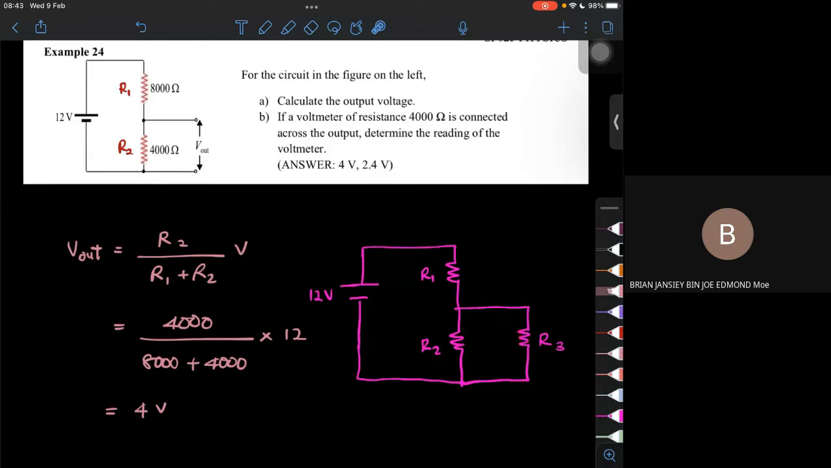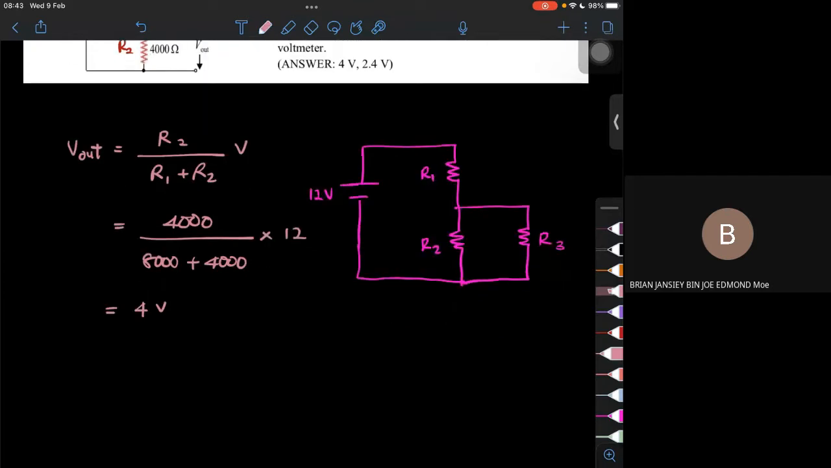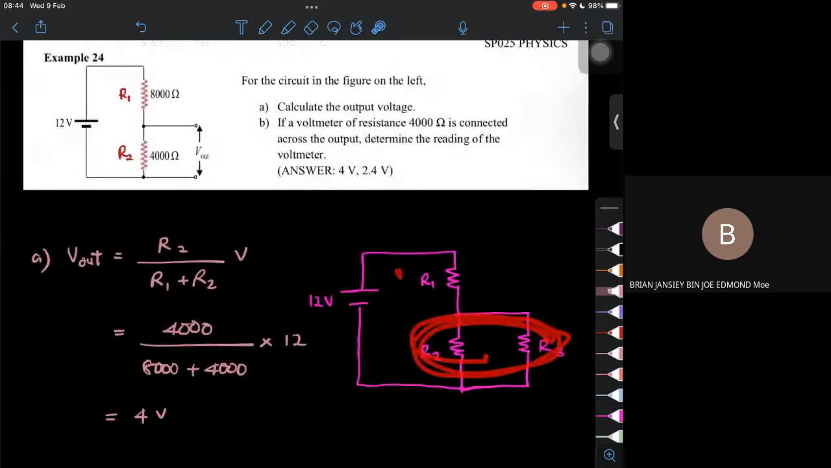So we want to find what is that reading of the voltmeter. Okay, this one simple saja. We can still use the potential divider method, but as I said before, in order to use this potential divider method, we need to simplify the circuit into series. As you can see here, these two resistors are connected in parallel. So kita kena simplify lah dahulu these two resistor supaya dia boleh jadi macam ni semula.